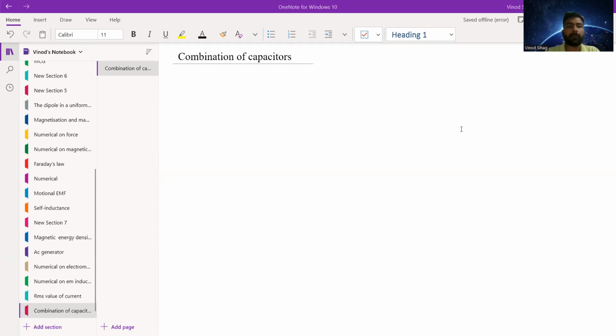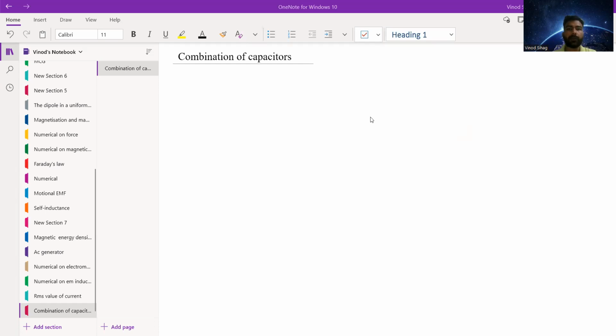So in today's video, we are going to study combination of capacitors. As we know that there are two types of combinations. First one is series and second one is parallel. Okay, so one by one we will study them. So first of all, let's start with series combination of capacitors.